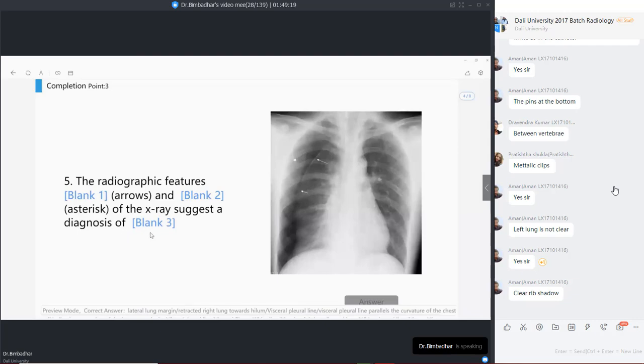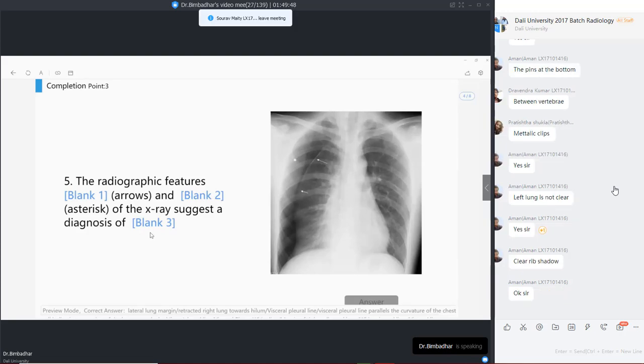Generally, when arrows are pointed, it is a very good idea to write down the side. This one, yes, of course, is pneumothorax. You have got the answer and marks correct for pneumothorax, but in profession you can't say just pneumothorax. You have to say right-sided pneumothorax. Do not ignore the side of the patient. Yes, I know it is pneumothorax, and you are correct, but the correct way of writing it will be right-sided pneumothorax.